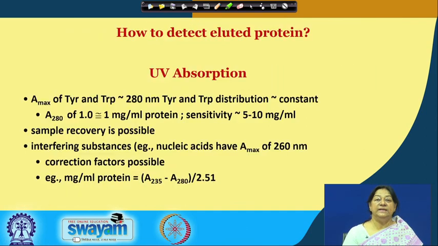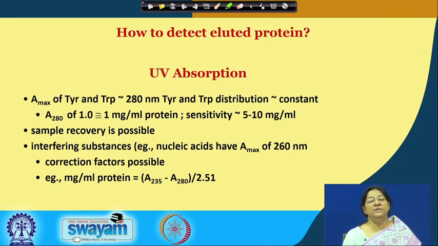Now, how do we detect an eluted protein? This was mentioned briefly in the last lecture. Knowing that the aromatic amino acid residues have a specific UV absorbance associated with them, we can determine the absorbance at 280 nanometer of each of the fractions that are eluted from the column, and based on this decide whether our fractions contain the protein of interest.